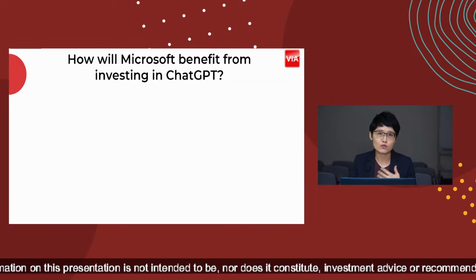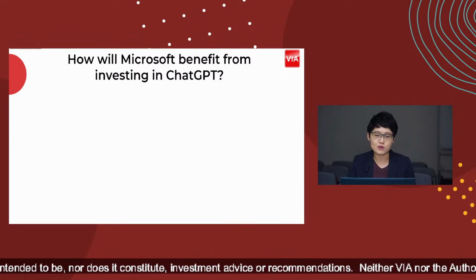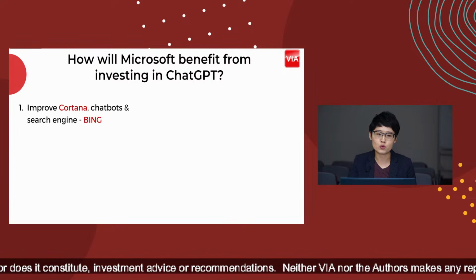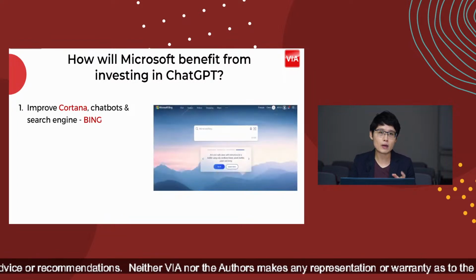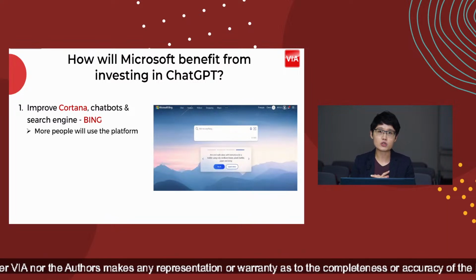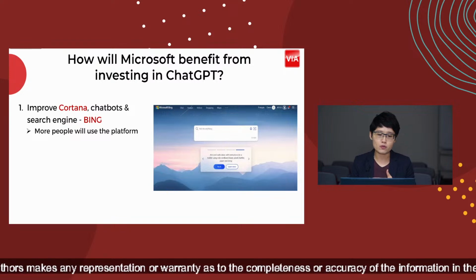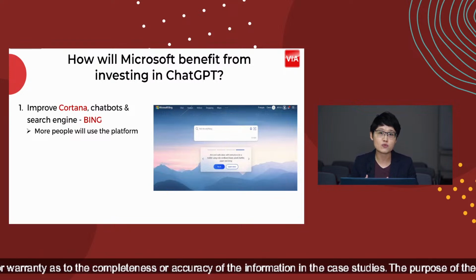So now we'll find out that since Microsoft is investing in it, how will they benefit? The first thing is to improve their Cortana and chatbots, and also incorporate it into Bing. By incorporating it into Bing, there'll be more people using the platform. Because before ChatGPT, I believe most people preferred to use Google because we think that Google will provide more relevant information for us.